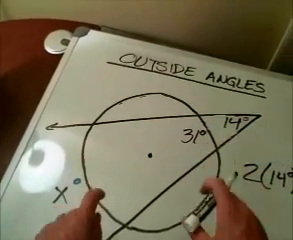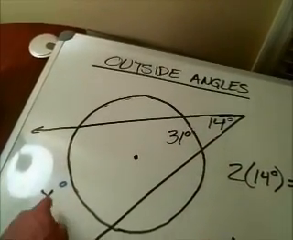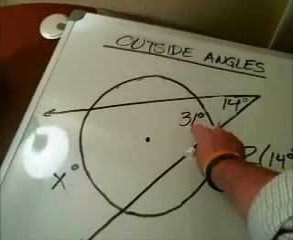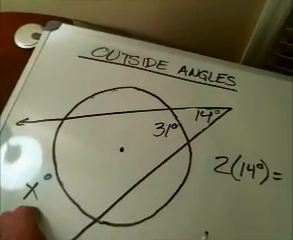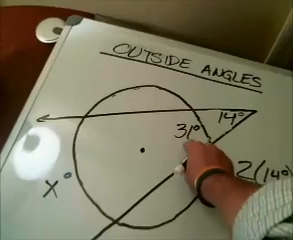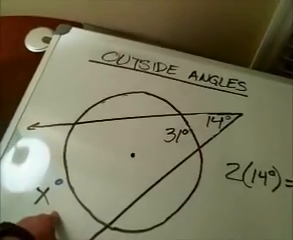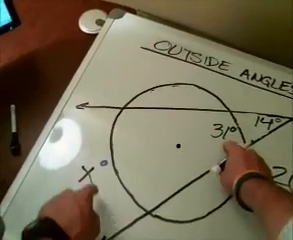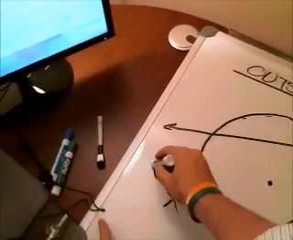Now, this is key. It's always the big arc minus the little one. Again, it is always the big arc minus the little one. The big one is furthest away.